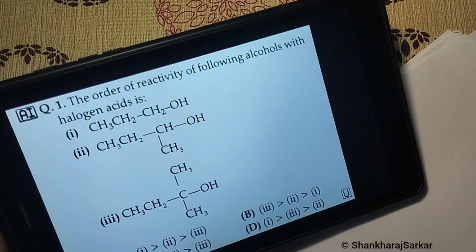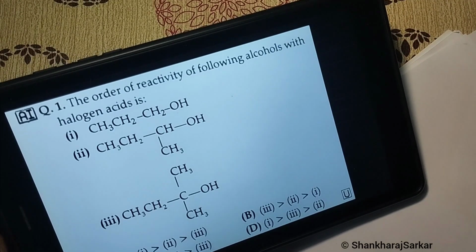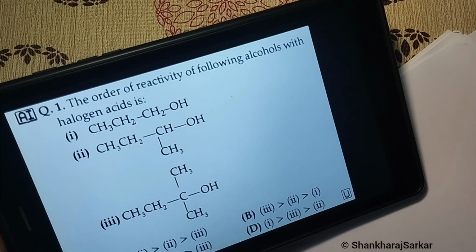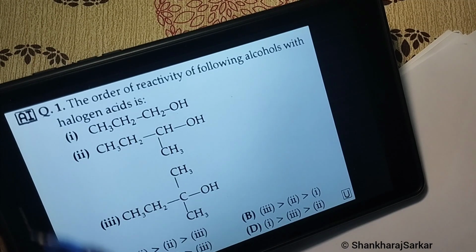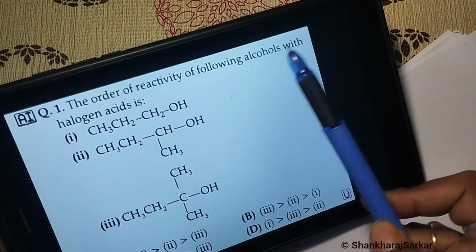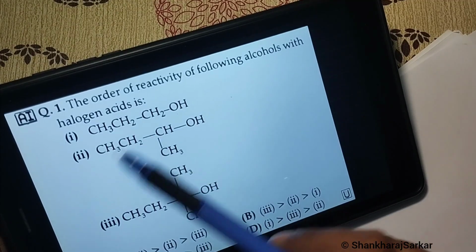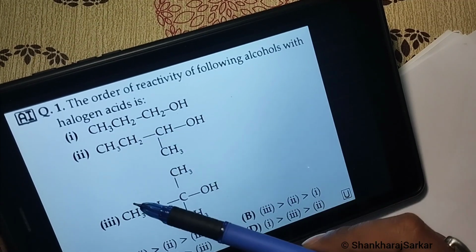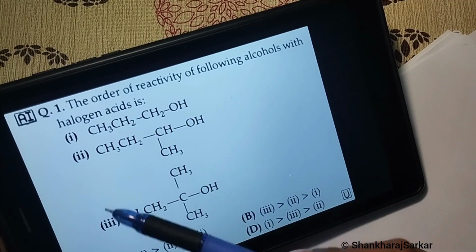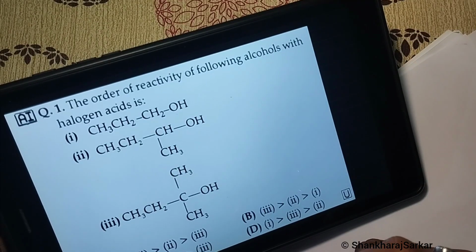In this video, we are going to solve a few objective questions from the chapter Haloalkanes and Haloarenes, Chemistry, class 12. So this is the first question. The order of reactivity of the following alcohols with halogen acid is. They have given three options and they asked you to arrange it in decreasing order of reactivity.